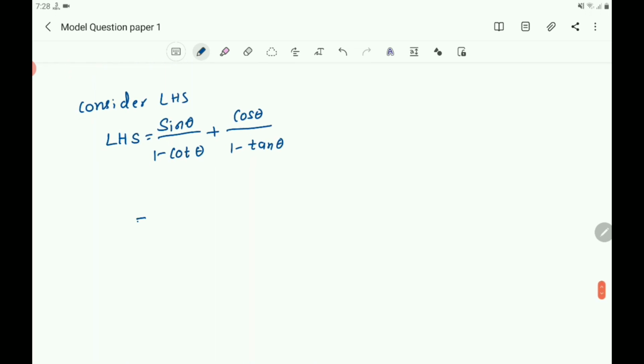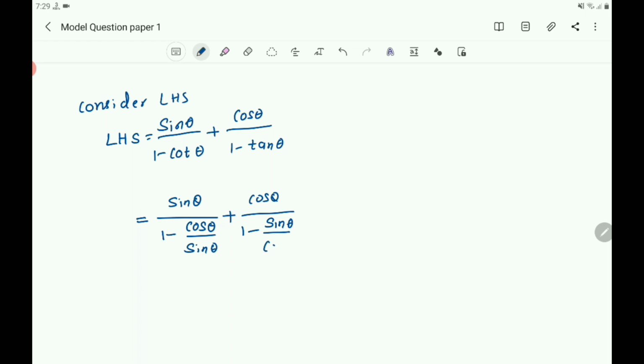You write equals, below the equals write sin theta as it is, 1 minus, express this cot theta in terms of cos theta and sin theta. You know that cot theta is equal to cos theta by sin theta, plus then you write cos theta as it is, then divided by 1 minus, and express this tan theta in terms of sin theta by cos theta.